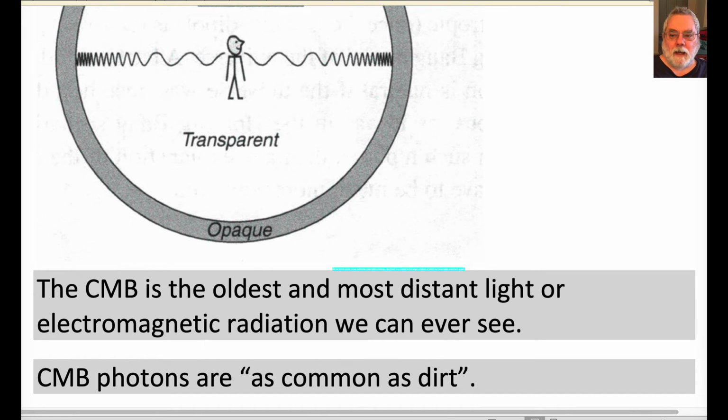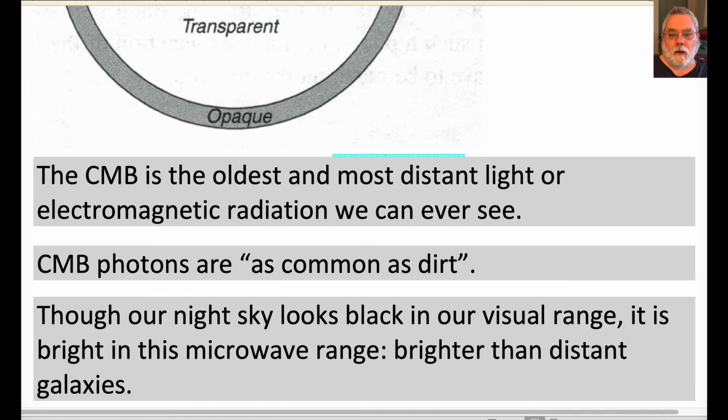There are about 400 million CMB photons for every cubic meter of the universe. The number density of starlight photons is much less. Though our night sky looks black in our visual range, it is bright in this microwave range, brighter than distant galaxies.